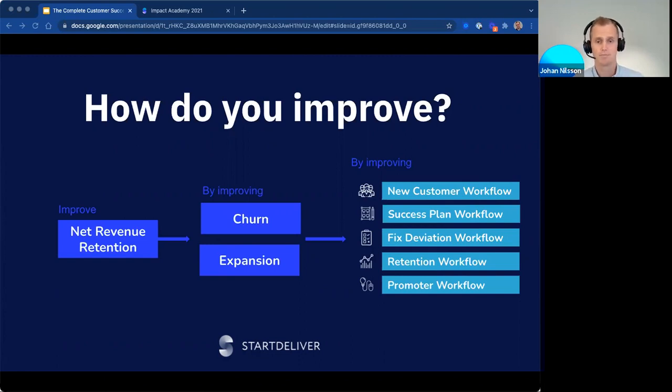Fix deviations. So this is about when things happen. When things hit the fan, what do we do? How efficient are we to fix things when they go south?